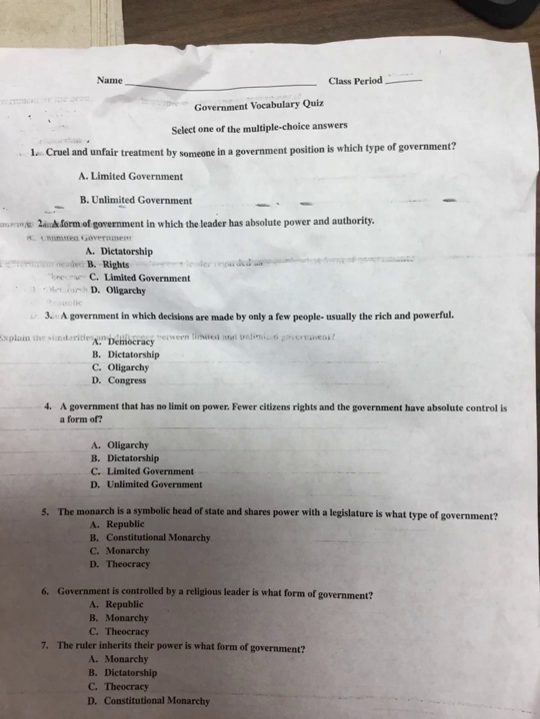Government vocabulary quiz. Write your name and your class period. Select one of the multiple choice answers. Cruel and unfair treatment by someone in the government position is which type of government? Is it A, limited government, B, unlimited government?